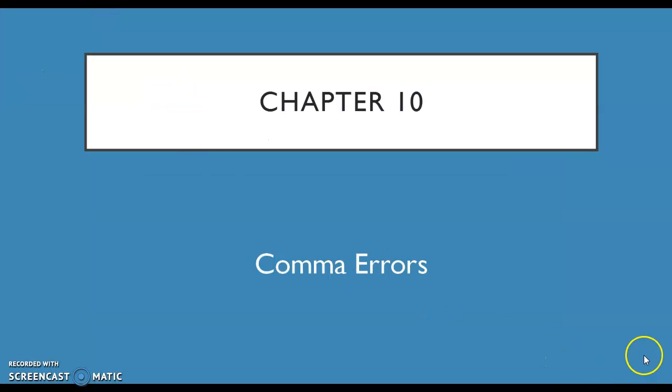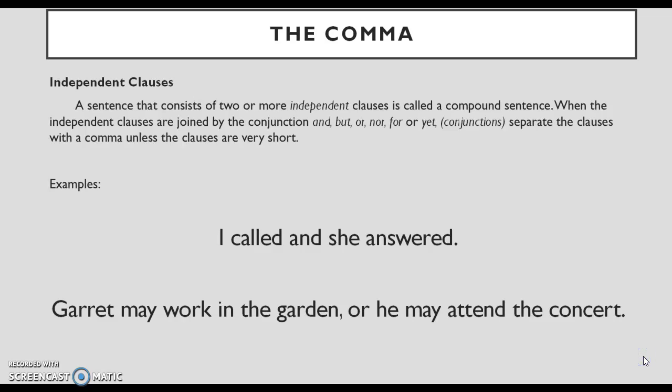Chapter 10, Comma Errors. The comma. Independent clauses. A sentence that contains two or more independent clauses is called a compound sentence. When the independent clauses are joined by the conjunction and, but, or, nor, for, or yet, separate the clauses with a comma unless the clauses are very short.